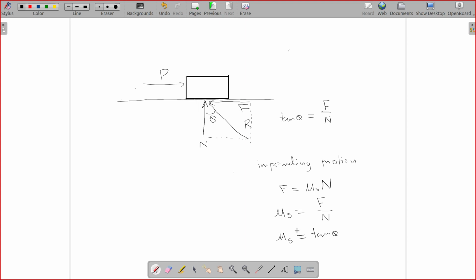So at the point of impending motion, so you have to note this part, impending motion, or at the limiting value of friction. So this is the case at which this happened, and at that point coefficient of static friction will be equal to tan theta. So this is an important result you need to remember.